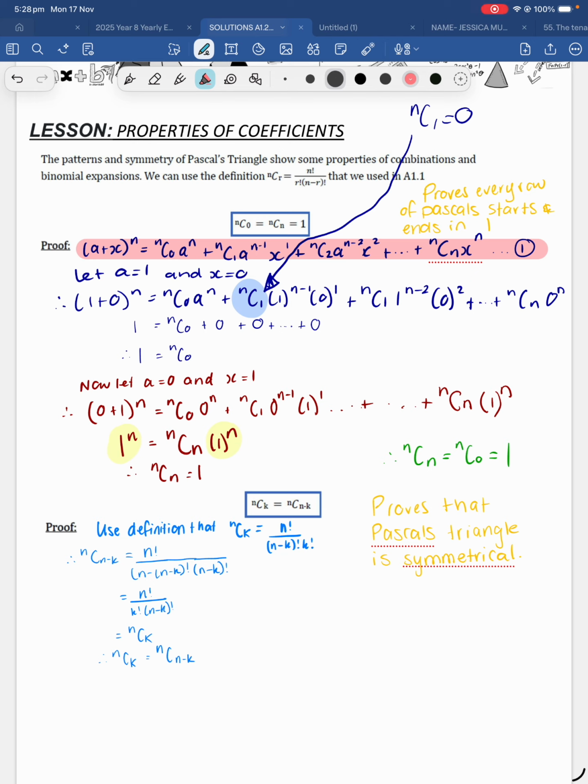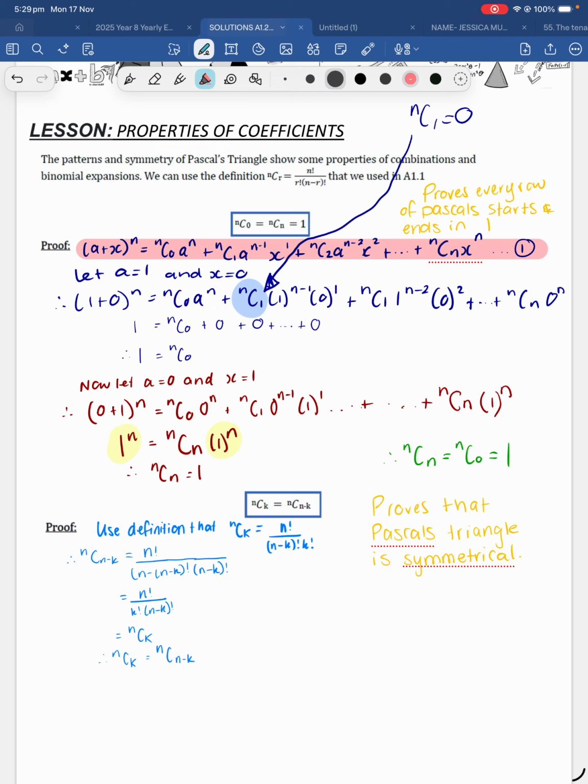The next proof we're looking at then, this one's a bit nicer. This one proves the symmetry rule in Pascal's triangle, okay? And it's saying that we're going to prove that n choose k is equal to n choose n minus k, okay? And that's that symmetry on our line of Pascal's. So we start with the definition that we know. The formula for n choose k is this.